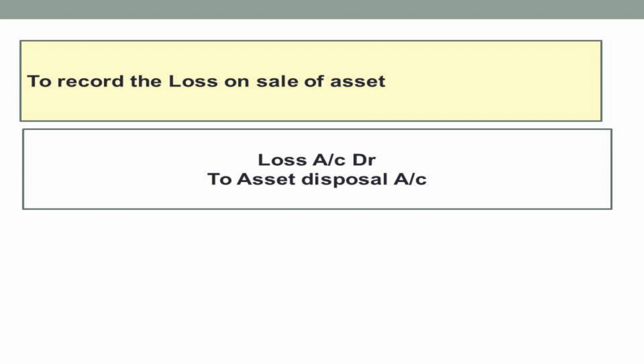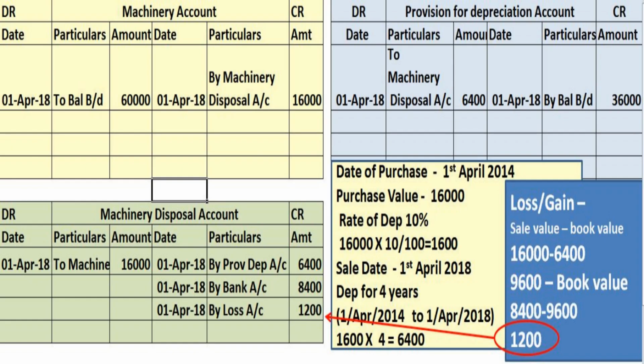Loss or gain is usually recorded in the machinery account, but here we are preparing the machinery disposal account, so we are showing it in the machinery disposal account, not in the machinery account. To know whether we have earned a profit or incurred a loss, we need to deduct the book value from the sale proceeds. Here the book value is 16,000 minus 6,400.